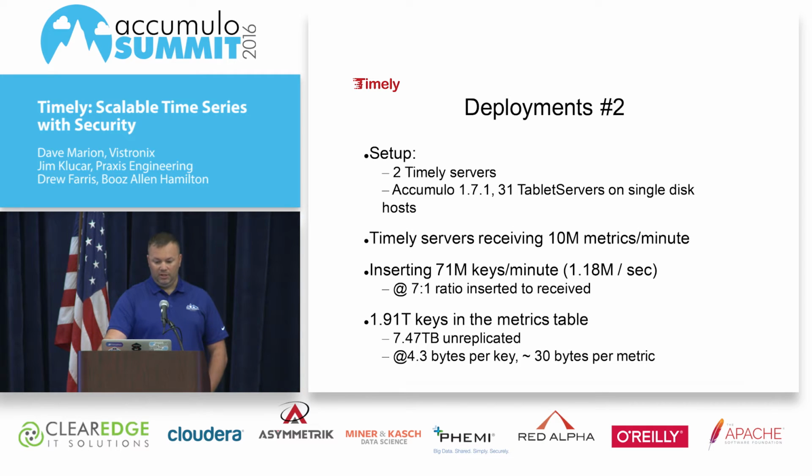Second example, 2 Timely servers behind a load balancer, running 31 tablet servers, the same kind of hardware configuration on single disk hosts. The Timely servers, in this example, were receiving 10 million metrics per minute and pushing into Accumulo 71 million keys per minute, so over a million a second. The ratio is a little different here, 7 tags per metric. At the time I wrote this, 1.9 trillion keys, 7.5 terabytes unreplicated, and around the same ratio, 4.3 bytes per key.